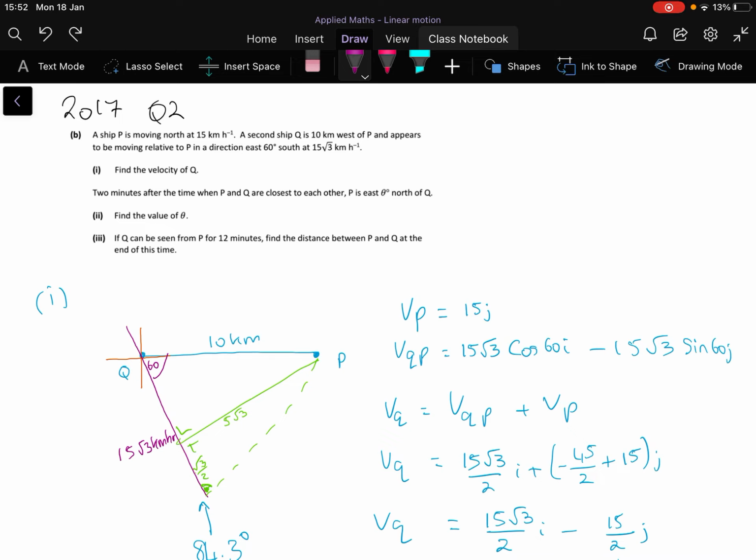So I have my Q and my P drawn. It's telling me that ship P is moving north at 15 kilometers per hour. So that means that the velocity of P is just 15j, and it's a plus 15j because it's moving north. If it was coming from the north, it would be minus 15j.